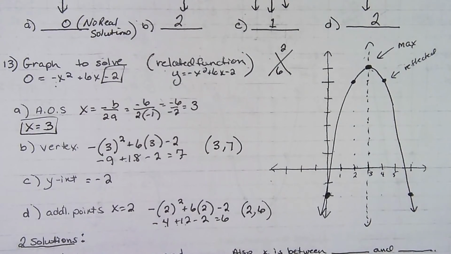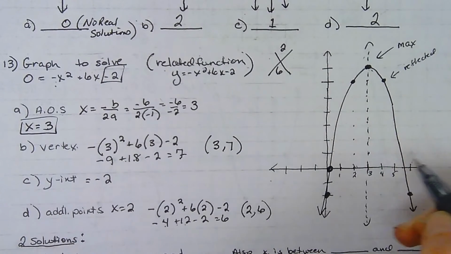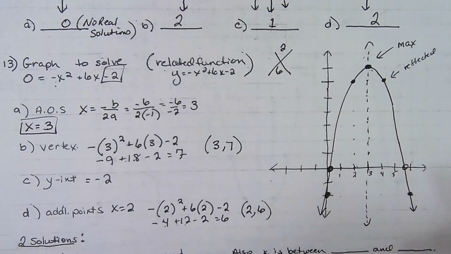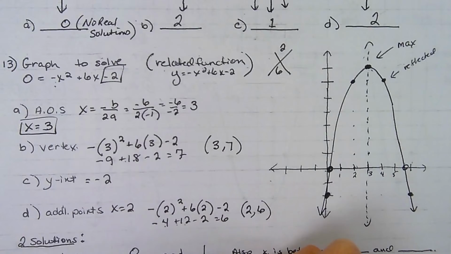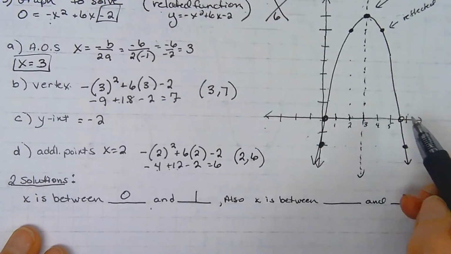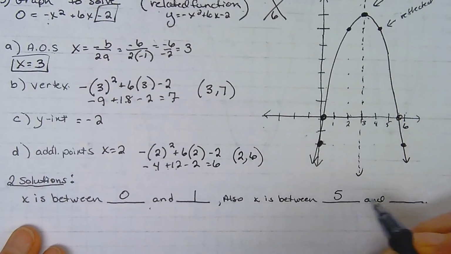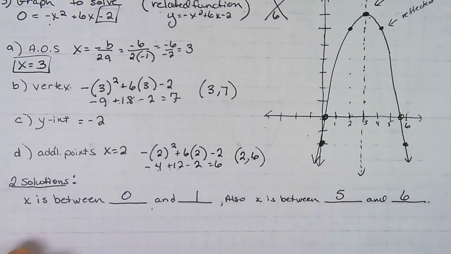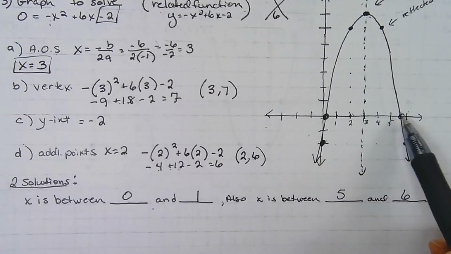Now, if I did it as accurately as I can, the x-intercepts, right here and right here, it looks like they happen between 0 and 1, so between 0 and 1, and the other x-intercept happens between 5 and 6. So it crosses the graph here between 5 and 6. Those will be our solutions. Some number in between 0 and 1 and some number in between 5 and 6.